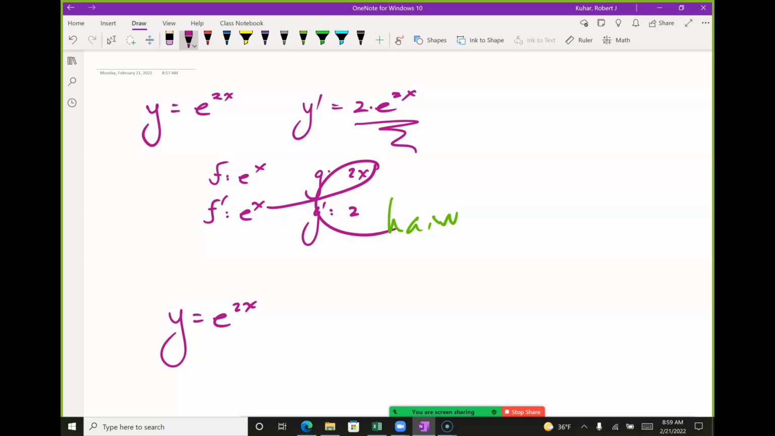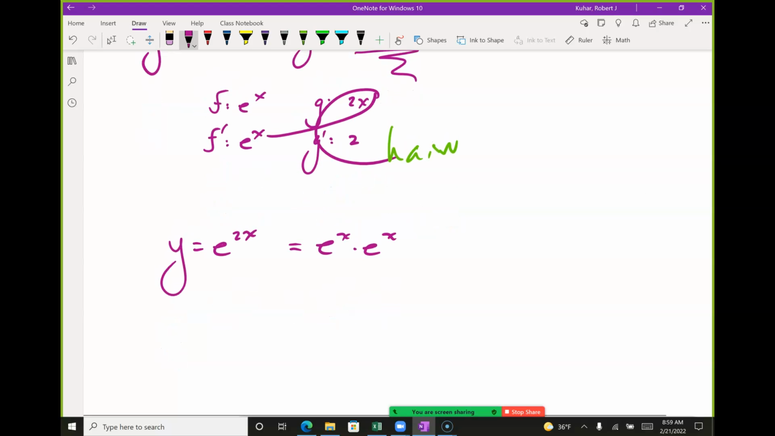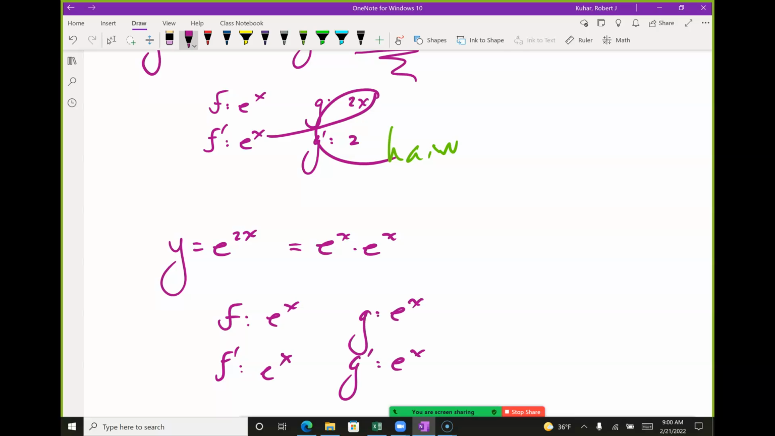All right, well, y equals e to the 2x is e to the x times e to the x. You agree? Because when I multiply like bases, I add the exponents. So x plus x is 2x, right? So this is pretty simple one. I got a product rule now. First function is e to the x. Derivative is e to the x. Second function is e to the x. Derivative is e to the x. And I got a product loop, right? I get y prime is e to the x times e to the x plus e to the x times e to the x. So 2e to the 2x.